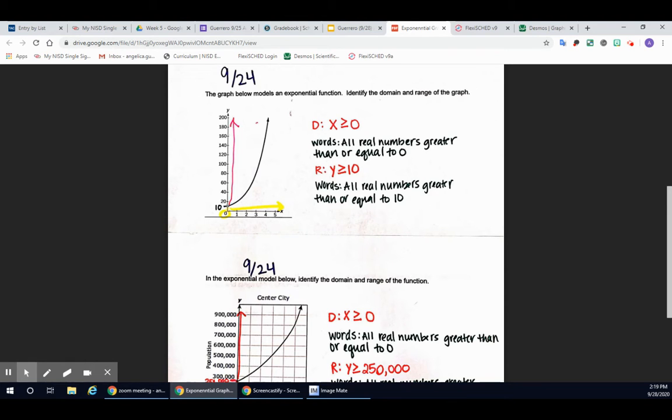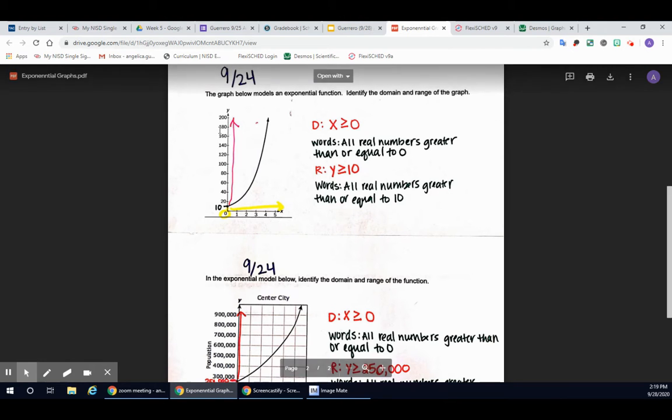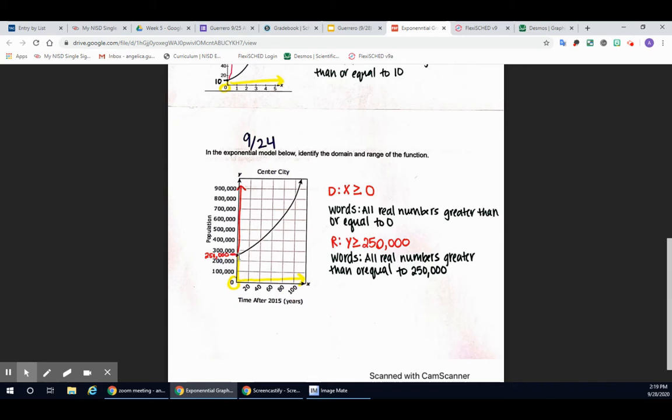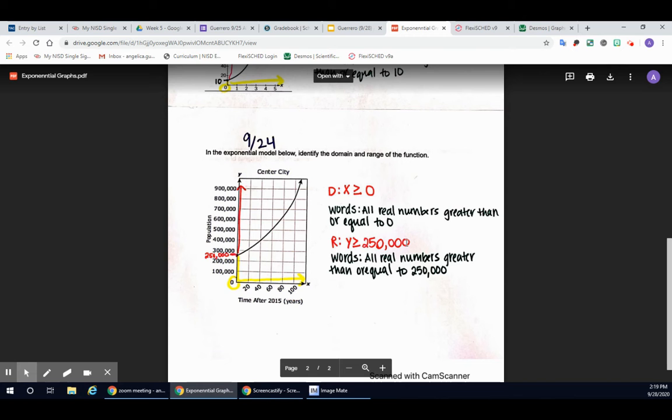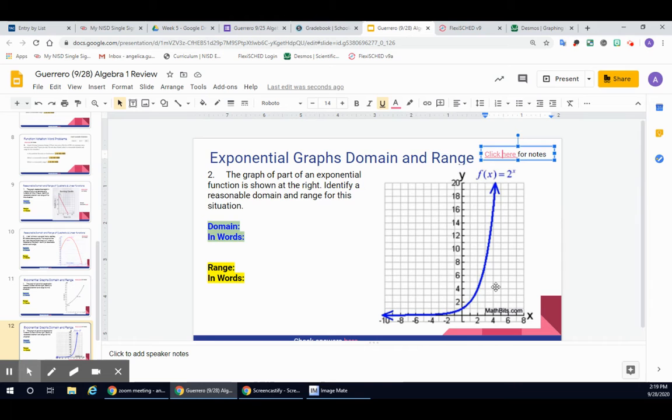So right here, the y values began at positive 10 and went up, so we said it was greater than or equal to. Well, then down here, our y values begin at 250,000 and then it went up, so we said it was greater than or equal to 250,000. So your notes wouldn't be helpful for this type of problem.